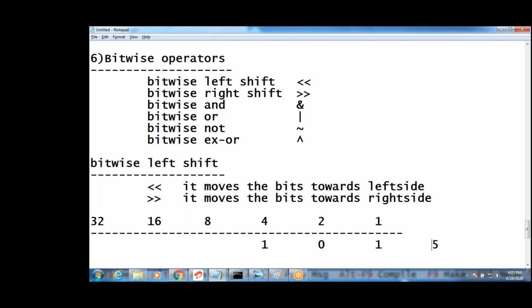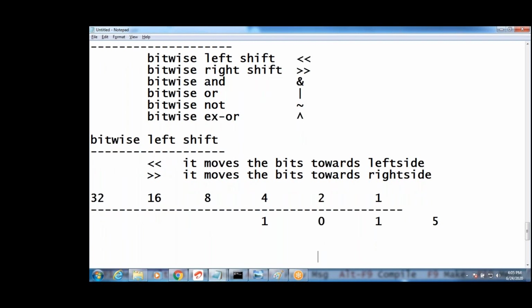A is 5. I want to write 5 left shift 1, guys. What is 5 left shift 1? It moves the bits towards the left side, one position left. Move these bits one position left. See this, this is a position, right? One position left.